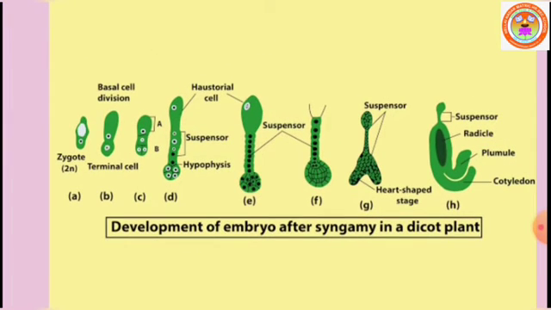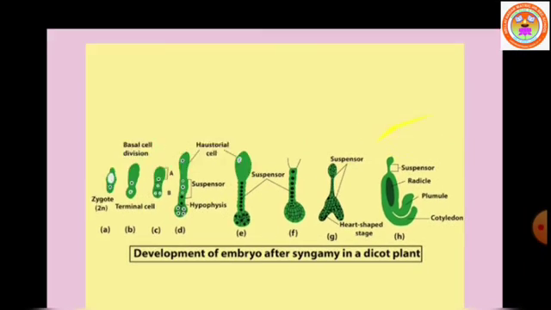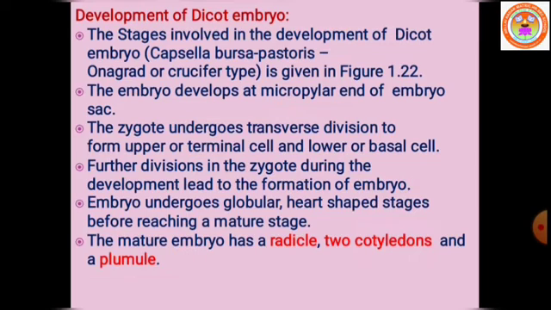A transverse division in the quadrant cells results in an 8-cell stage arranged as two tiers, that means rows, of 4 cells each, called the octant stage. You can observe the octant stage in picture E. You can see it in this diagram also.